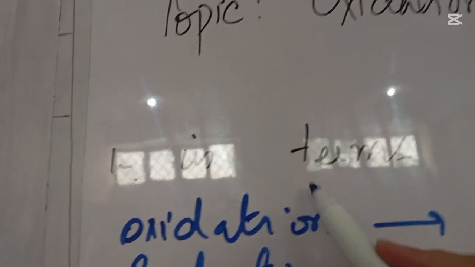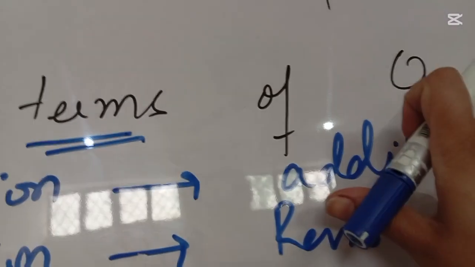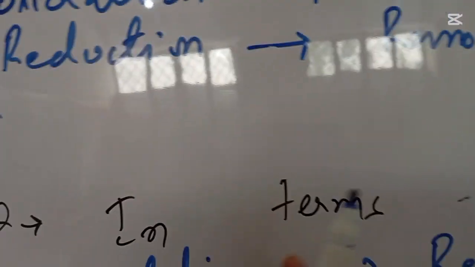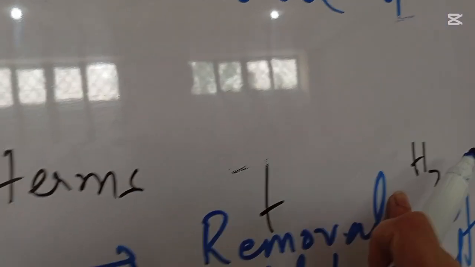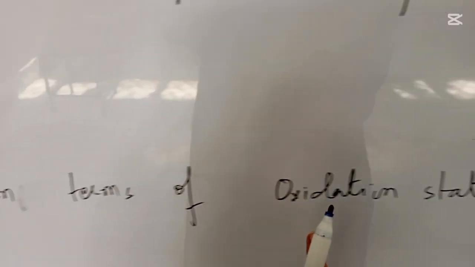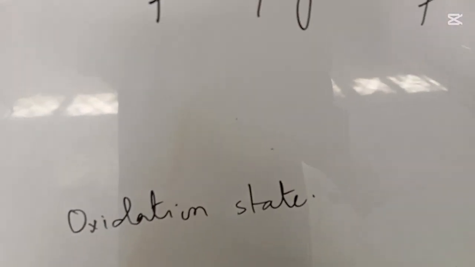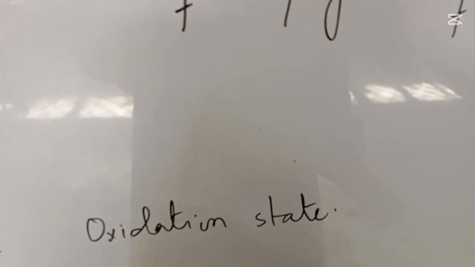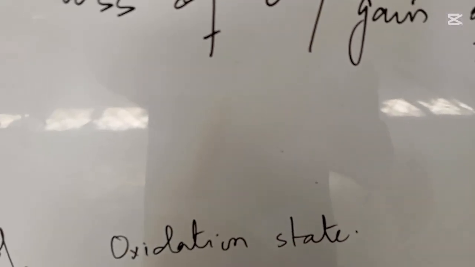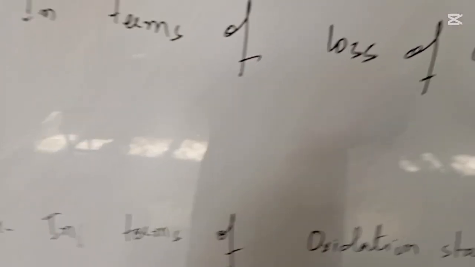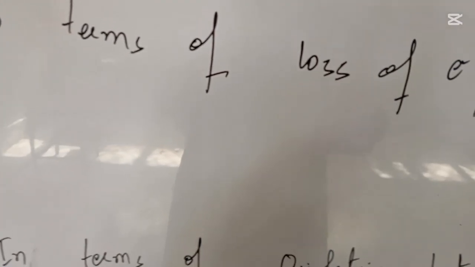The first is in terms of oxygen, then in terms of hydrogen, then in terms of loss of electron and gain of electron. Similarly, it can be defined in terms of the increase or decrease in the oxidation state. We will go through all these four terms one by one, and if an examiner asks you about oxidation and reduction, you must give all four definitions.